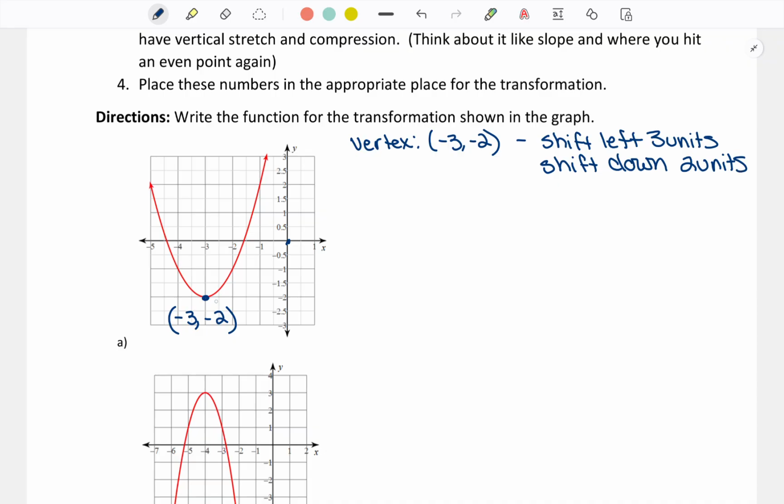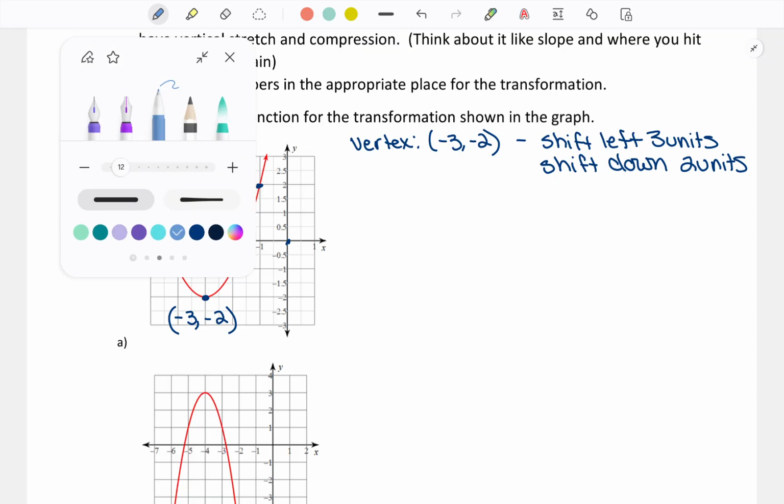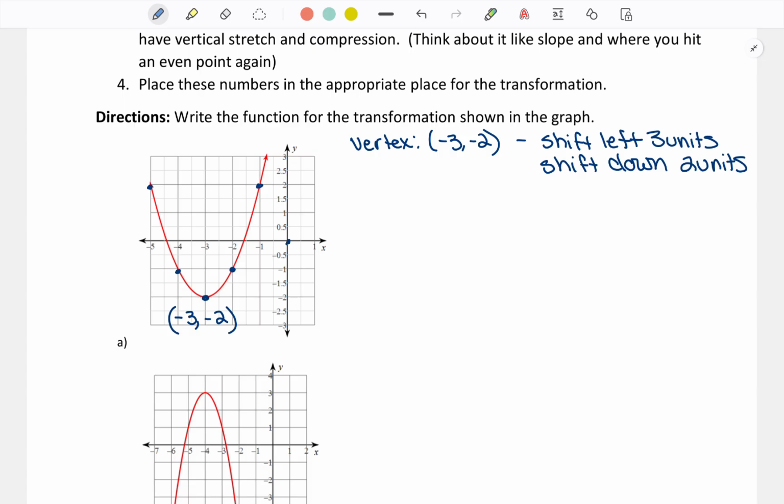And then we are going up 1 and 1, and then we'll go up 3 over 1. This is normal movement for a quadratic function. So this does not have any vertical stretch or shrink. So we are just dealing with shift side to side and shift down.